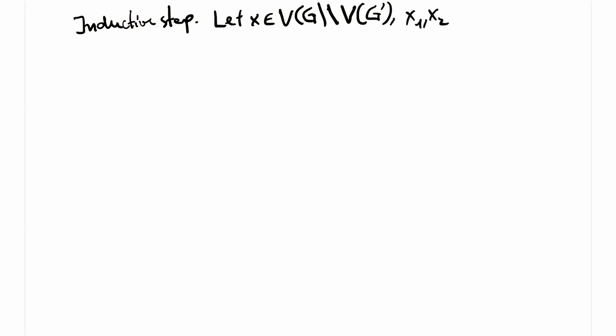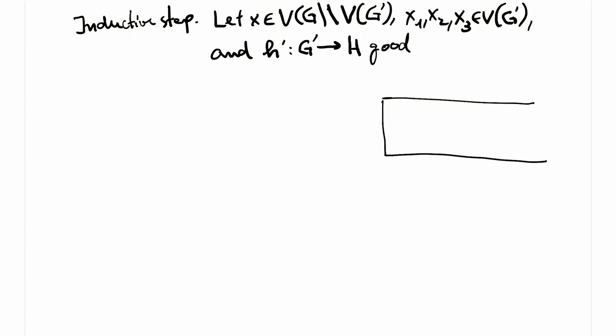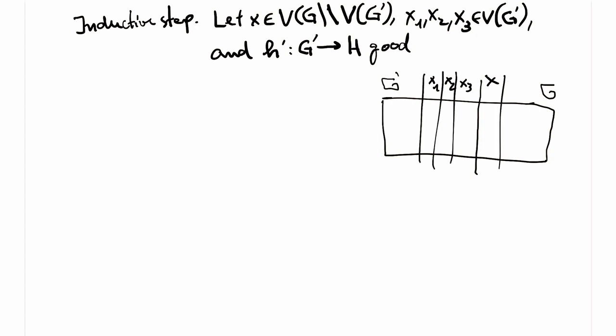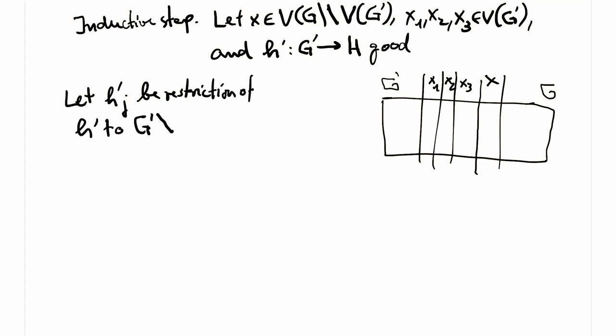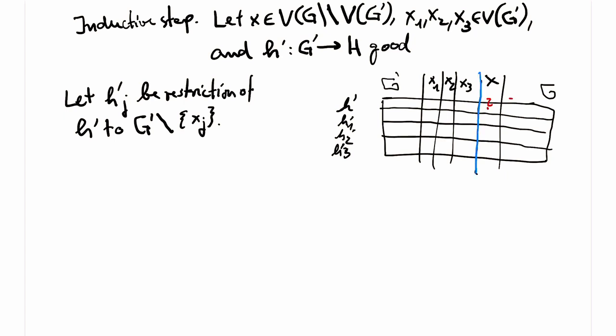For the inductive step, let x be a vertex of G that is not in the subgraph, let's call it G prime. Let x1, x2, and x3 be vertices of G prime, and let h prime be a good map from G prime to H. Now consider hj prime, the restriction of h prime to G prime without xj. So hj prime is not defined on xj for j equals 1, 2, and 3. By the inductive assumption, hj prime has a good extension to x.